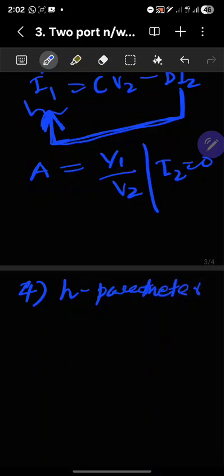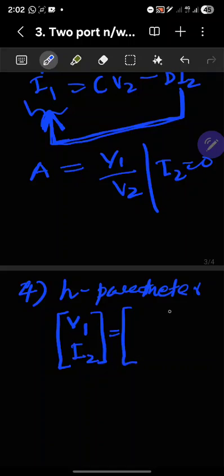Why is it hybrid? Here the parameters are mixed, not all input or all output. For remembering easily, we always start with voltage, and the first one will always be 1, so V1 and I2. This is mixed, not V1 by V2. Input voltage and output current are the dependent parameters. We are writing in terms of I1 and V2. Always write 1 on top.